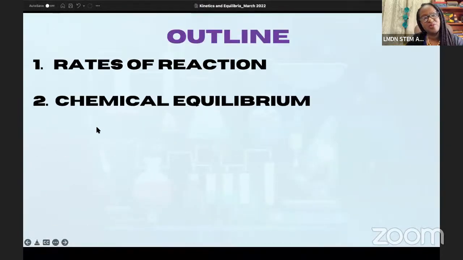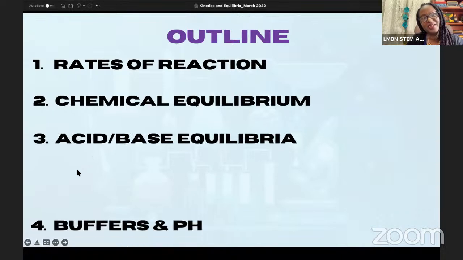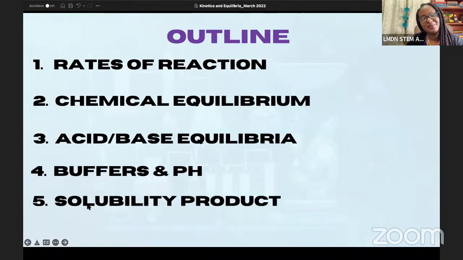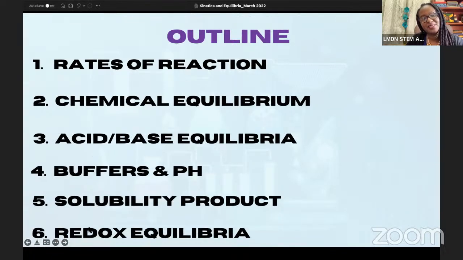Rate of reaction. We just touched the surface today. There's chemical equilibrium, acid-base equilibrium, buffers and pH, solubility product, redox equilibrium. Which one would you guys want to spend the next session on, which is on the 27th? What is the hardest thing for you to grasp? I know Beyonce said they're somewhere between 2 and 3 in her class, so I guess you haven't really had an opportunity to decide which one out of all of these would be the hardest for you.